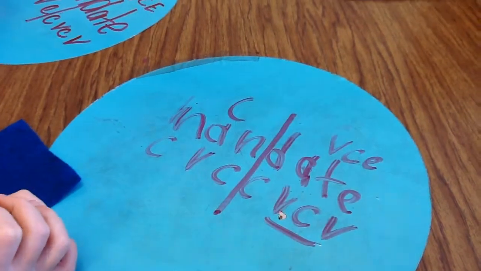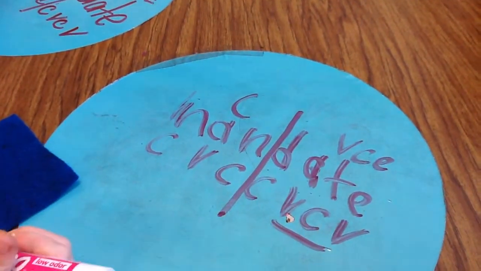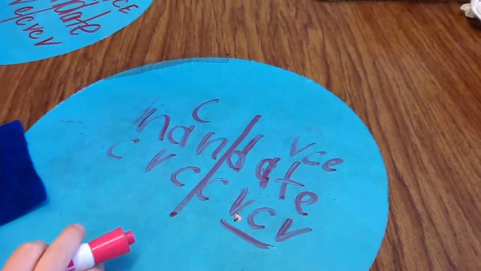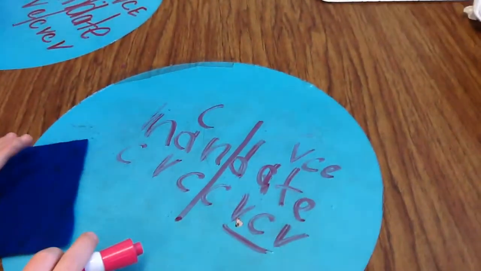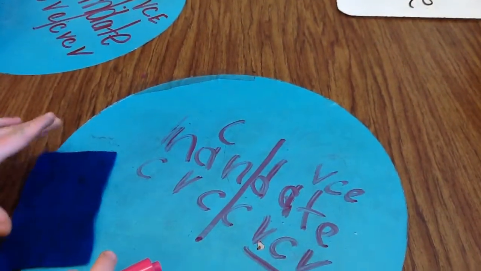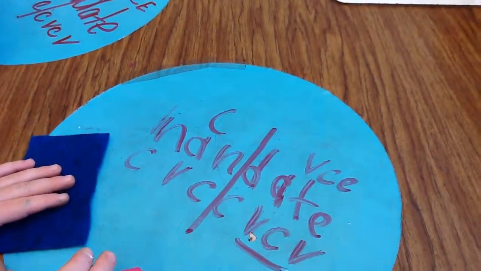Would you read that word? Mandate. Alright, let's practice saying it together. Mandate. So the first syllable, M-A-N, is what? Man. Good. And is it open or closed? Closed. Closed.